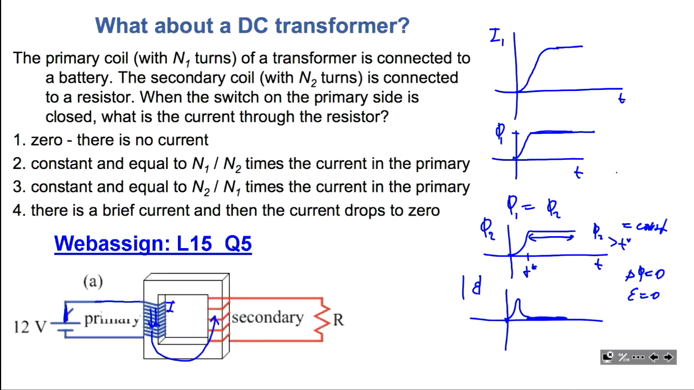A brief current, which goes back to 0 again. Well, let's see. The battery. Do you see anything? Was Michael Faraday wrong? No.